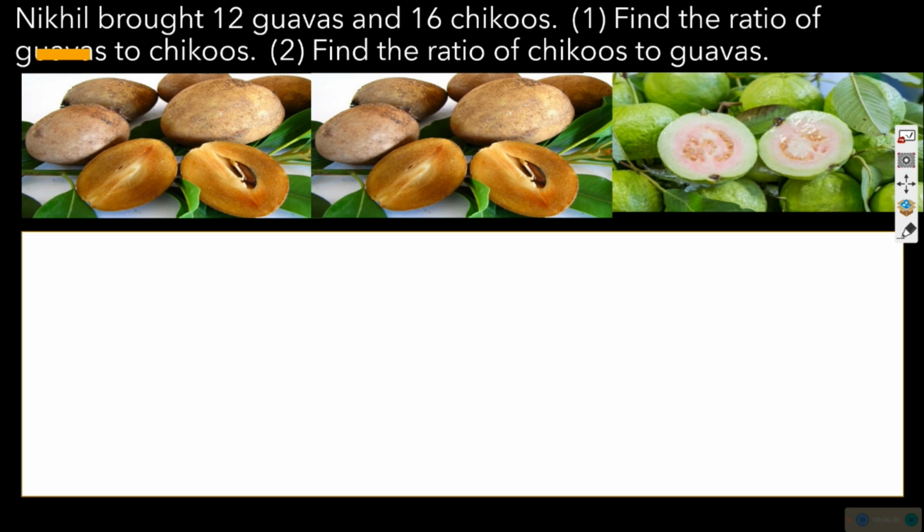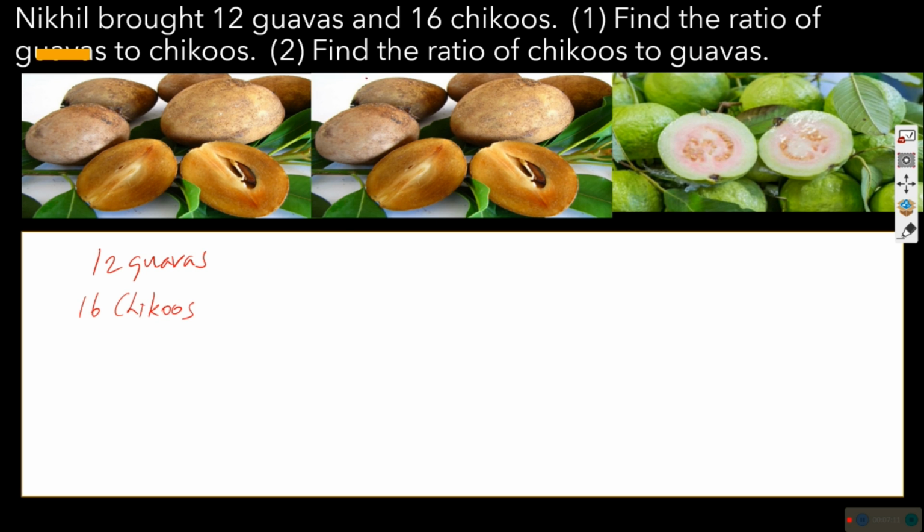What is this? Nikhil brought 12 guavas and 16 chikoos. Find the ratio of guavas to chikoos. Find the ratio of chikoos to guavas. Very good. ये भी आपको समझना बहुत जरूरी है. निखिल ने क्या क्या लाया है? 12 guavas and 16 chikoos.